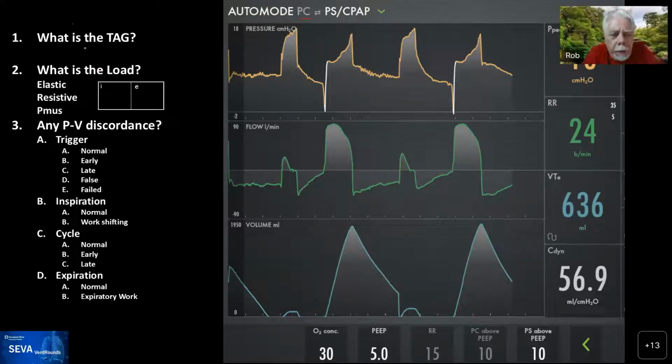What's the tag? First of all, we can just look at this, and as we saw in the previous slide, this is essentially some sort of pressure control mode, and we know that because in the flow waveform we see a couple of passive breaths and a couple of active breaths. The flow is all over the place, the volume's all over the place, so that's not volume control.